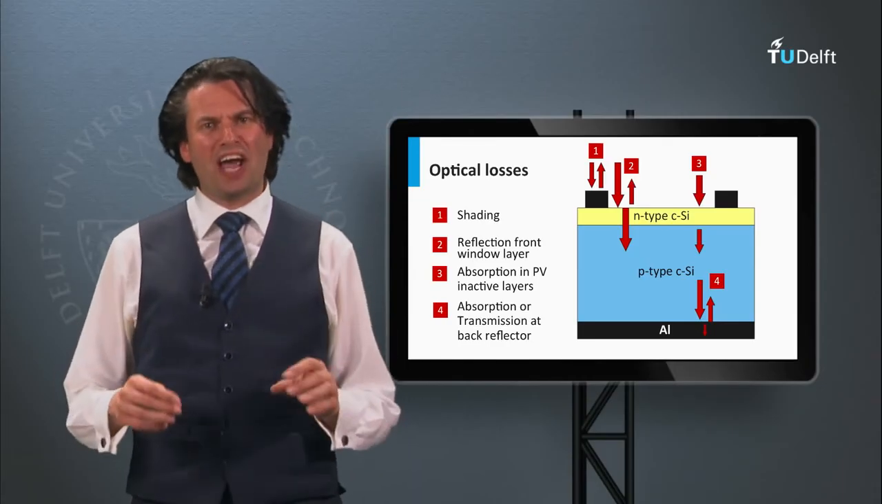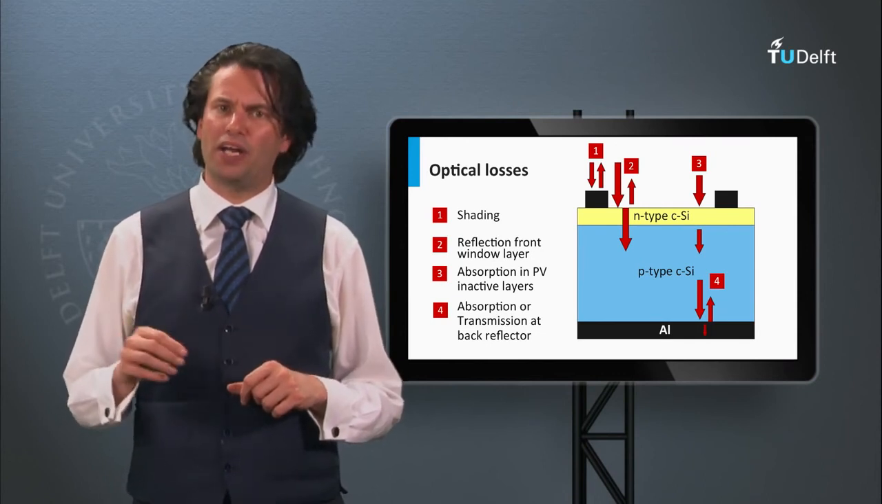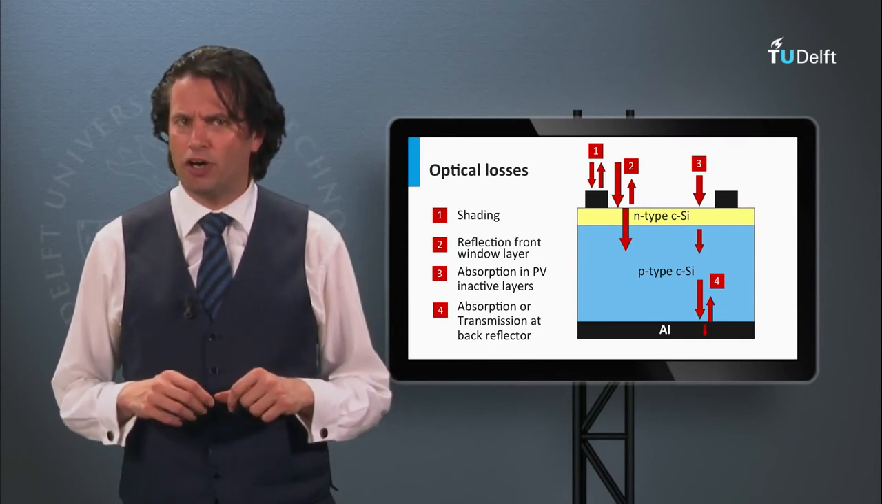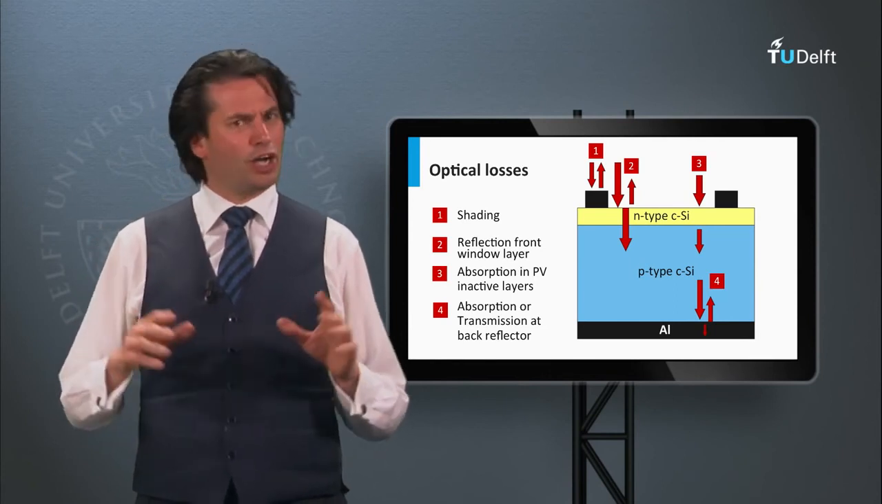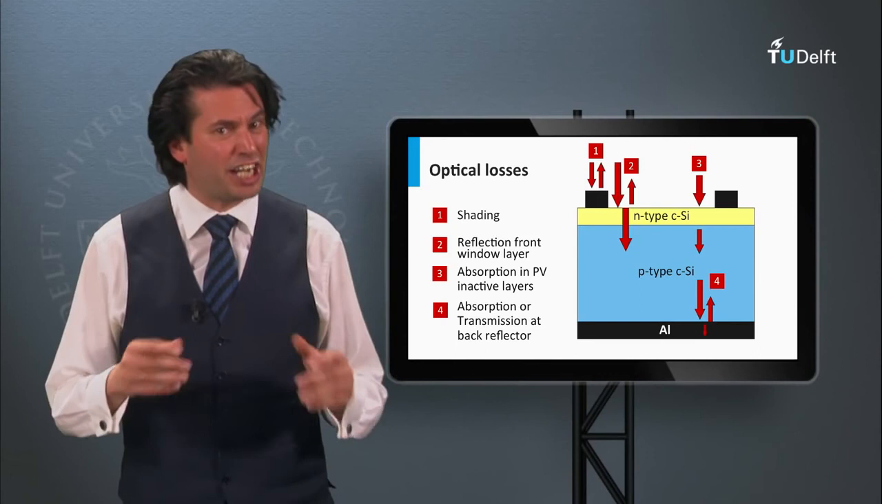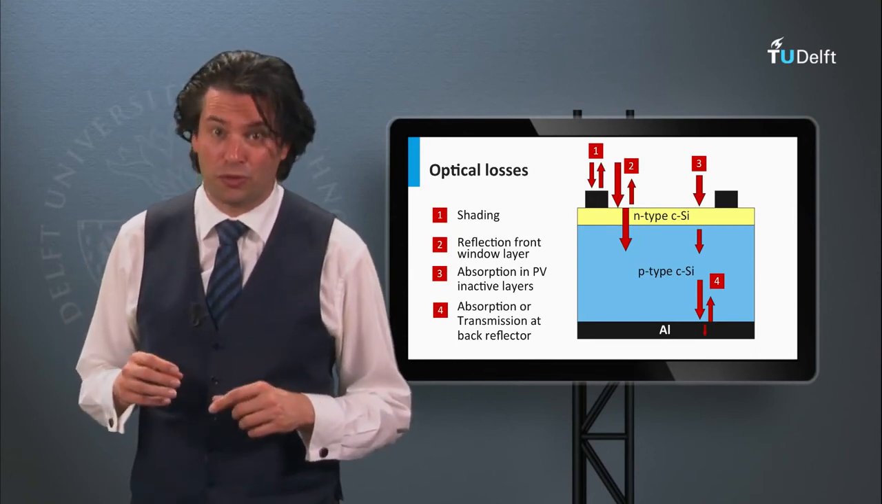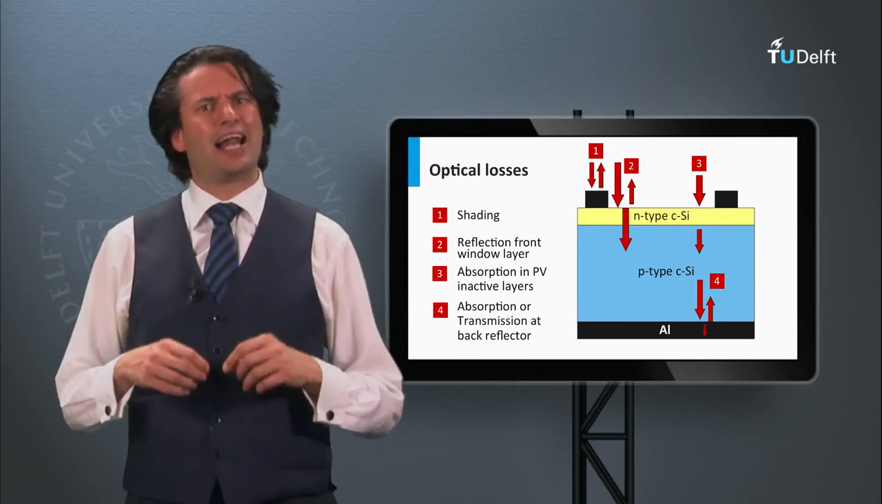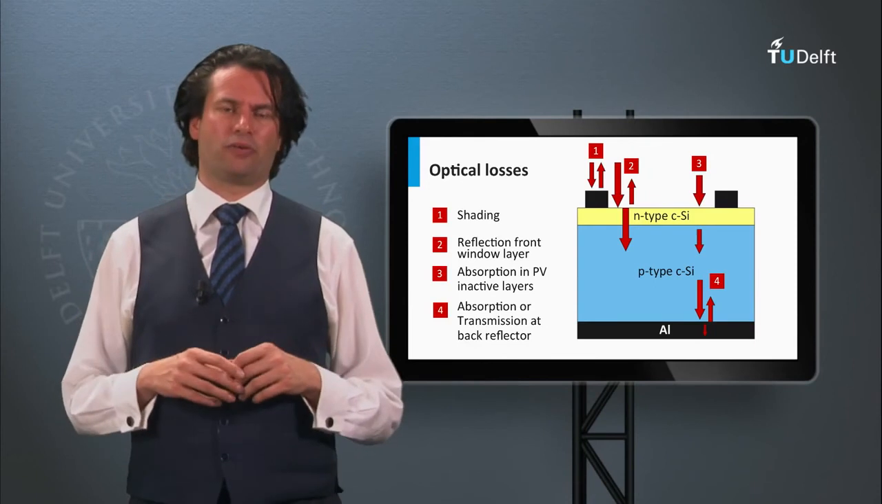Up to now we have talked about managing the charge carriers. Now we are going to discuss the management of photons in a crystalline silicon solar cell device. The optical loss mechanisms are shading, reflection losses, parasitic absorption losses in the non-PV active layers, and light that is not absorbed in the silicon layers and is lost at the back contact.